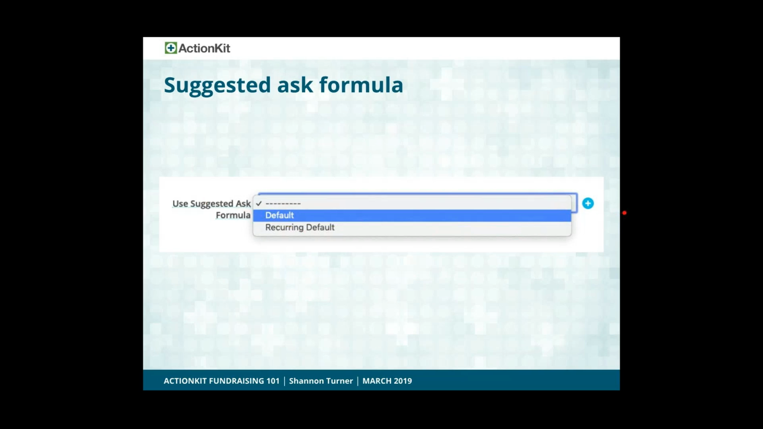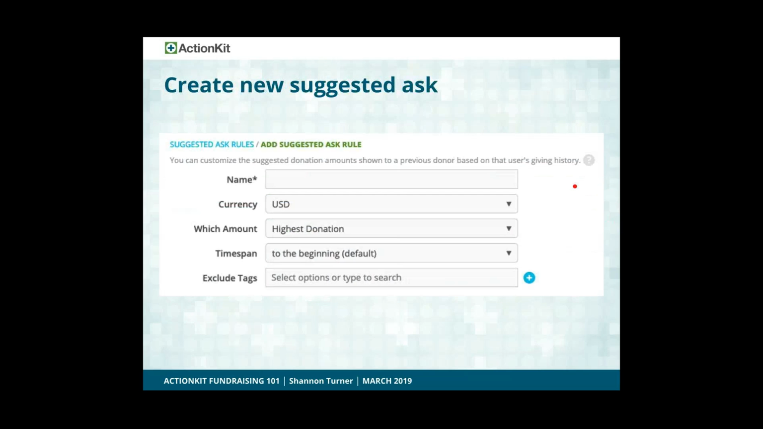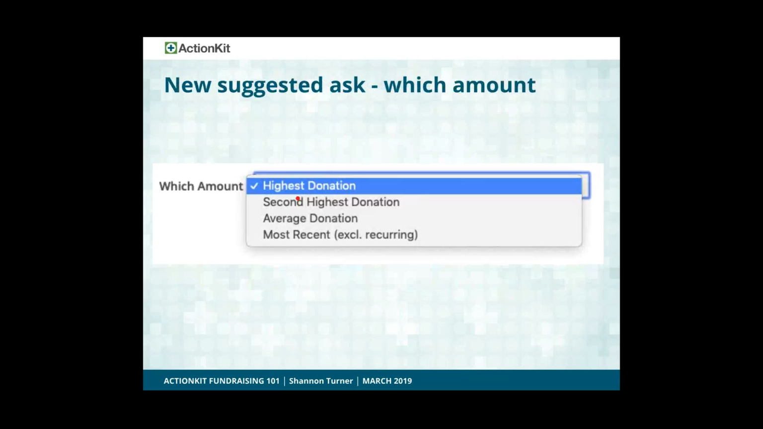To create a new suggested ask formula, click the blue plus sign on the right-hand side here. Once you've done that, it's going to open up a pop-up window prompting you for a few things to get started. First, you'll give your suggested ask rule a name and select the currency that you'll be using for this rule. Next, we have to decide which donation amount we're going to count towards the calculations that we do. We have a few options here.